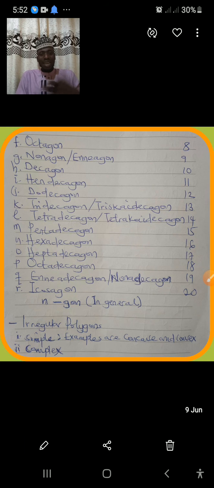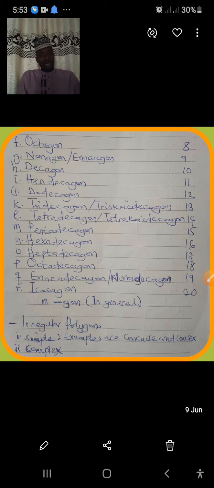So they have names, but if you want to write the general name, you write it this way, n-gon. If it is 41 sides, just say 41-gon. If it is 22 sides, 22-gon. It is a generally accepted nomenclature.